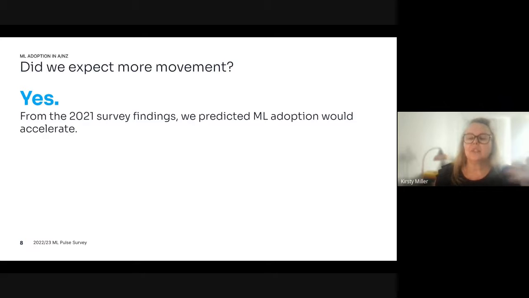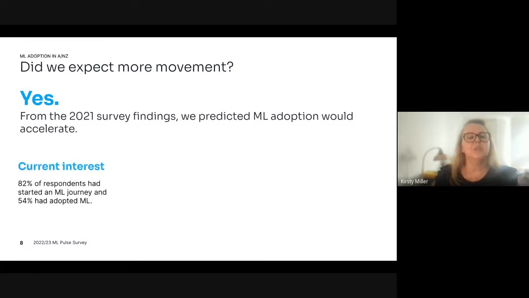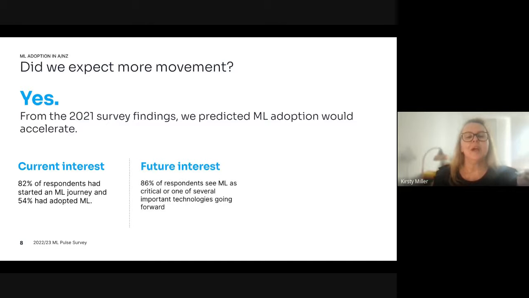So what led us to expect this acceleration? Well, last year, we had this strong interest in machine learning. 8 out of 10 organizations had started a machine learning journey, and 54% had adopted machine learning. Quite strong. I mentioned before, when we asked respondents about how they regarded machine learning's importance in their future business success, this year, 85% of people said that it was critical or one of several important technologies going forward. Last year, 86% said that.